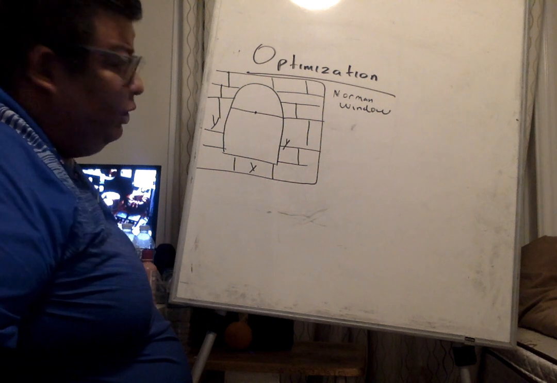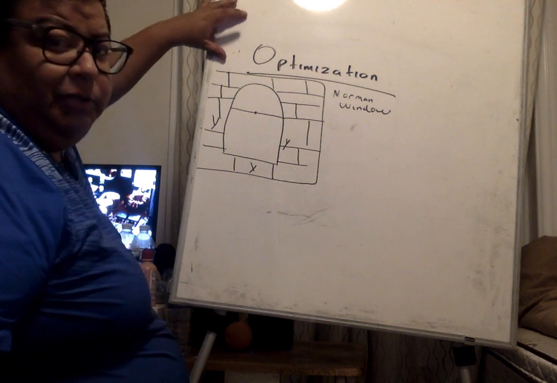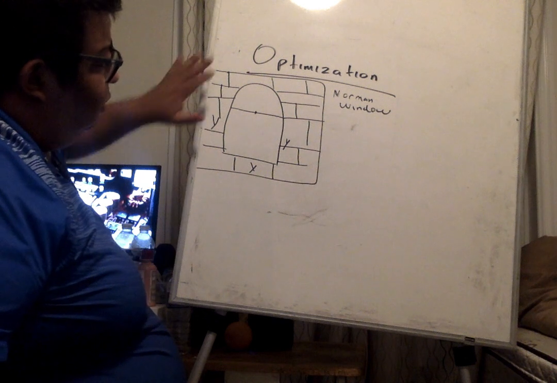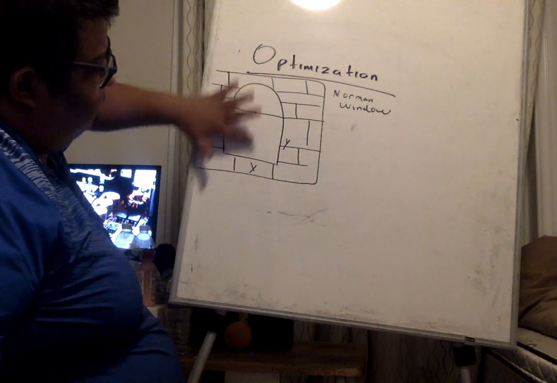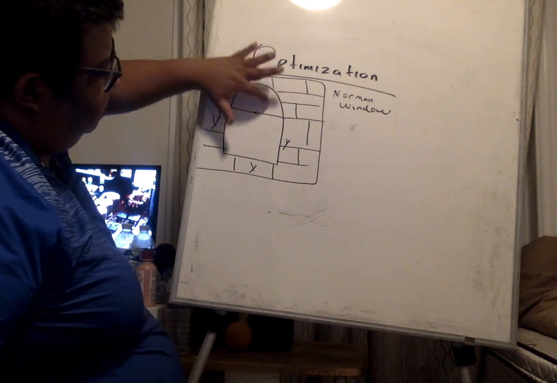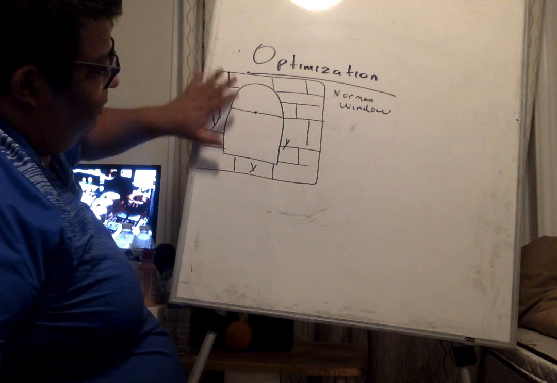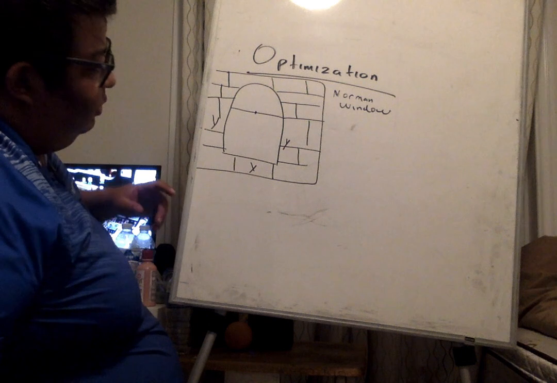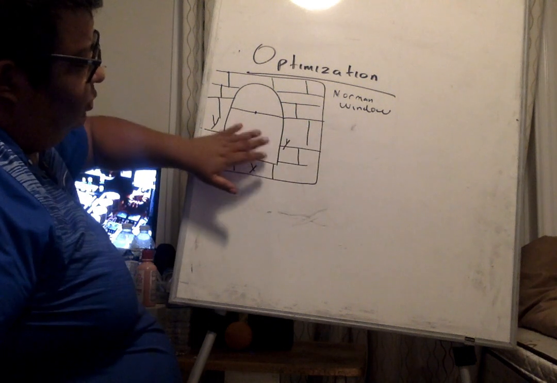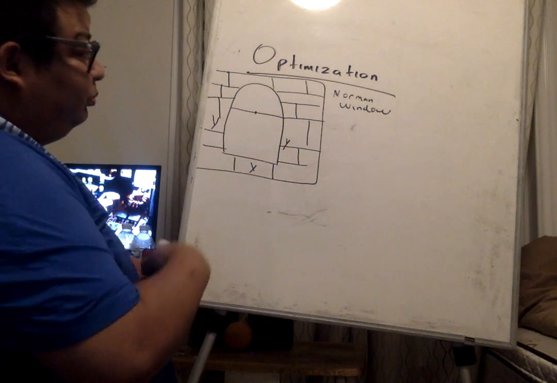Welcome, students. In this video we're going to look at the following optimization problem. What you see on the screen is a window. It looks like a semicircle and a square. We're going to optimize it to find the dimensions y and x. And this type of window is called a Norman window.